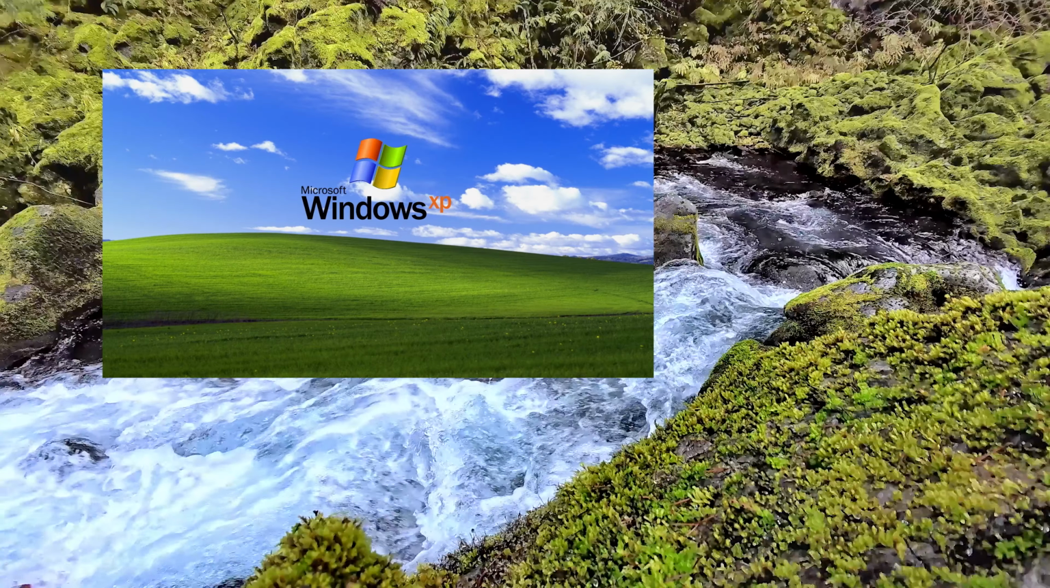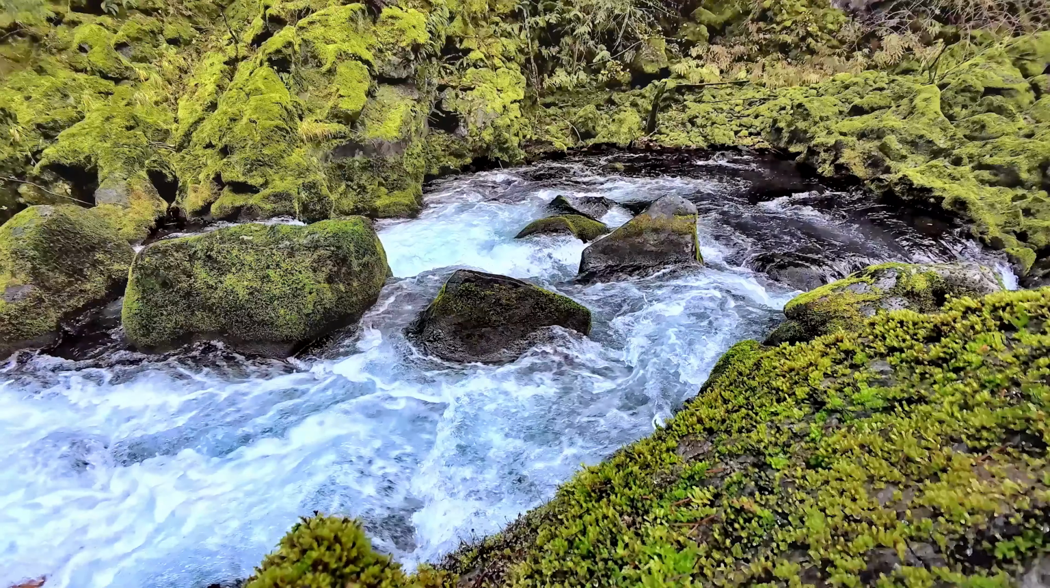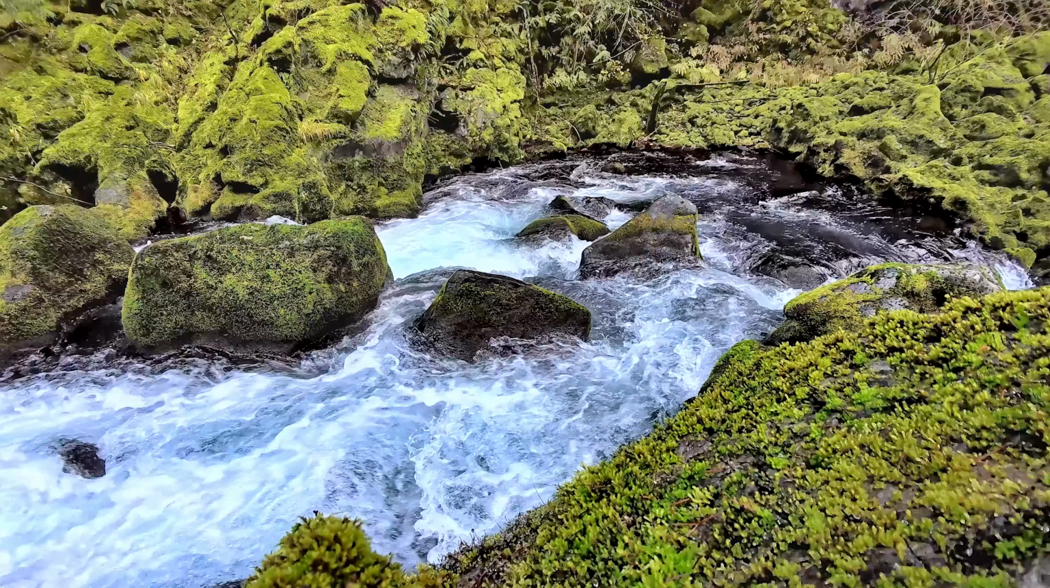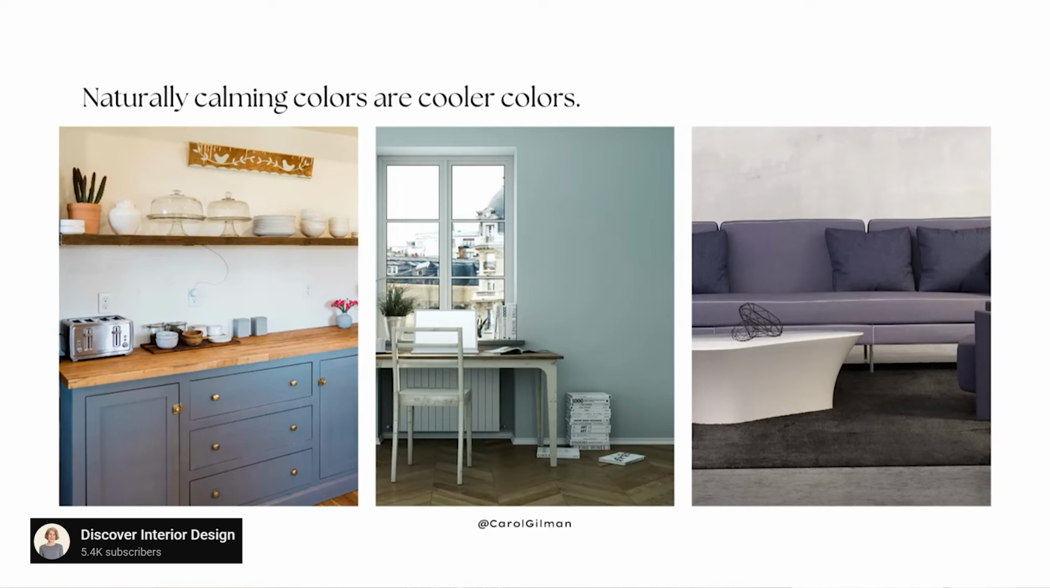Frutiger Aero has a strong relation with nature. For instance, look at the Windows background. It is so natural. This feels like an endless landscape, so green and calm. The predominant colors are blue and green, which are common colors. So when we are looking at color temperature, we can go back to the color wheel and think of the cooler colors, because automatically cooler colors will help us feel calmer, and especially blues and greens and purples that are on the more blue side and a cooler blue side.